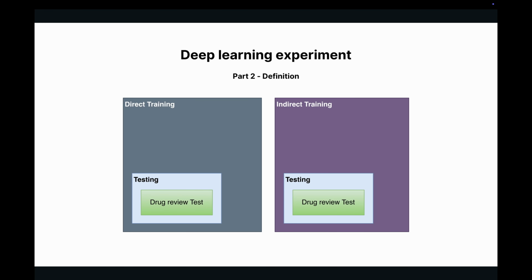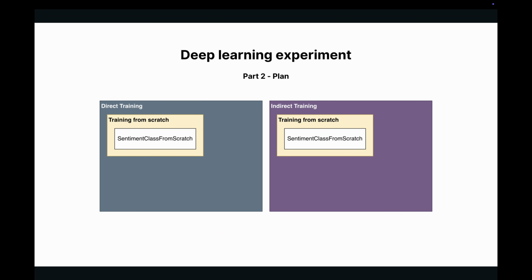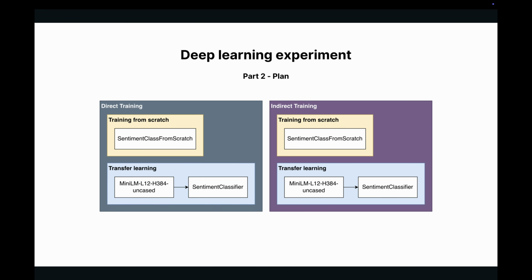Direct and indirect training means that while we test both of the generated models on the drug review test data, indirect will be trained on another training dataset instead of drug review trained, for example, IMDb reviews. For this experiment, we will not only have an equivalent model architecture of training from scratch for both sides, but also a transfer learning component.